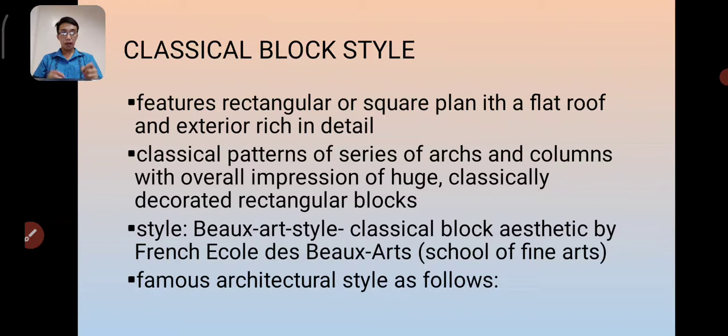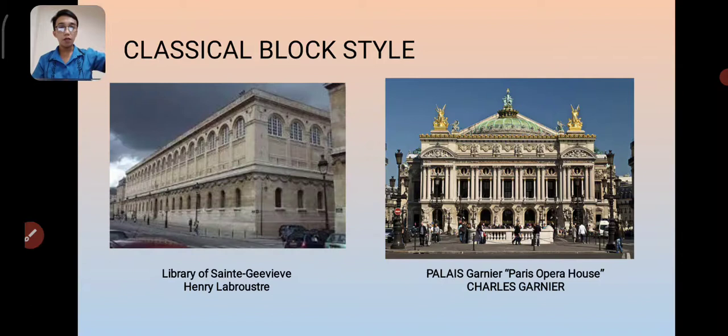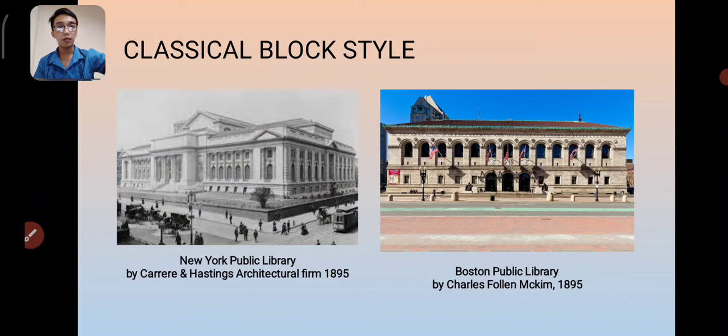Classical block style was also known as the Beaux-Arts style, since it was developed principally by the French École des Beaux-Arts, School of Fine Arts. Classical block architecture also flourished in the United States, particularly in New York. These are the famous classical block styles: the Library of Sainte-Geneviève by Henri Labrouste, and the Palais Garnier Paris Opera House. Also the New York Public Library by Carrère and Hastings architectural firm during 1895, and the Boston Public Library by Charles Follen McKim, during 1895. These all are about the art of the neoclassical period.